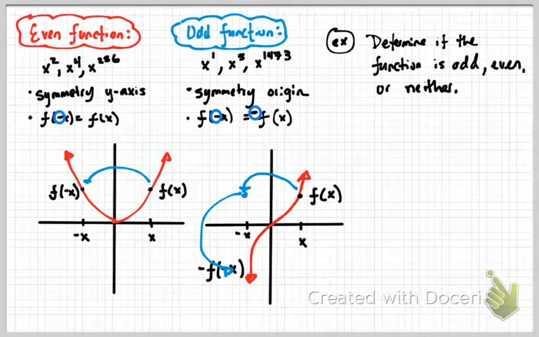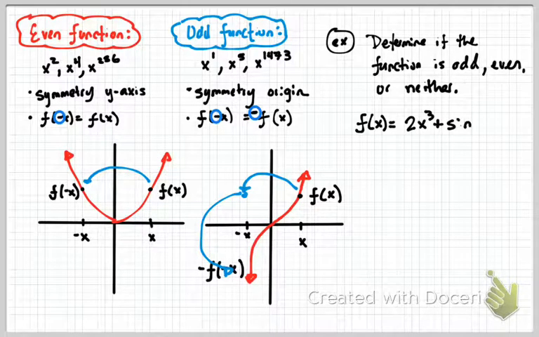Now, where this becomes tricky is if I don't let you use a graphing calculator and you don't know what the graph looks like, and you have to use algebra to solve, and that's the case of this one. 2x cubed plus sine of x. You know what each of these graphs look like separately, but together you don't know what they look like.